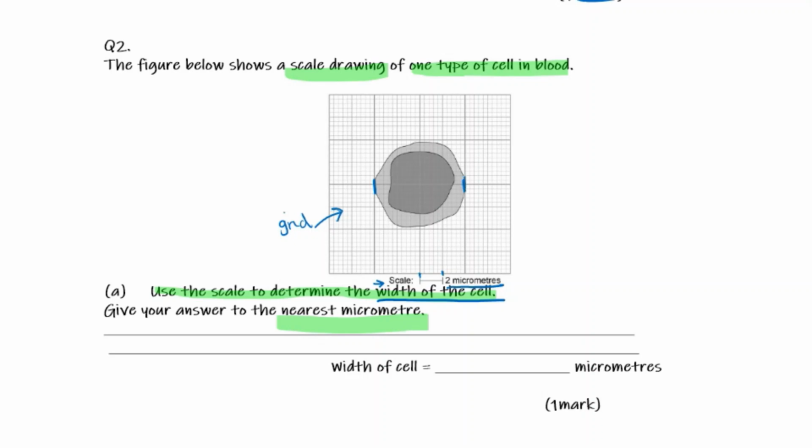If we replicate the scale, we can see from this point to this point gives us the same scale as the one below. So we have 1 unit here, we have another unit here, another unit here, and another unit here. Each unit represents 2 micrometers, and we have 4 of those units, which makes 8. So the width of our cell is 8 micrometers, and this is worth 1 mark.